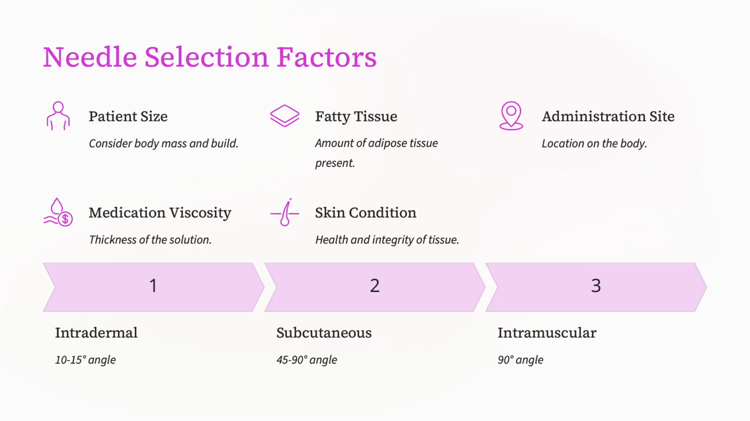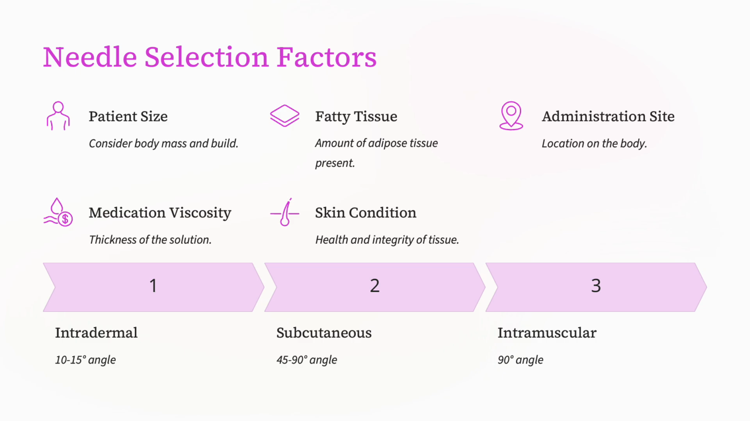And then we also want to factor in the condition of the skin. How healthy is the skin? Do they have good skin integrity? Sometimes they may have bruising or a surgical scar or a wound. Well, obviously, we're not going to give an injection in those sites. We want to go to a healthy portion of the skin.